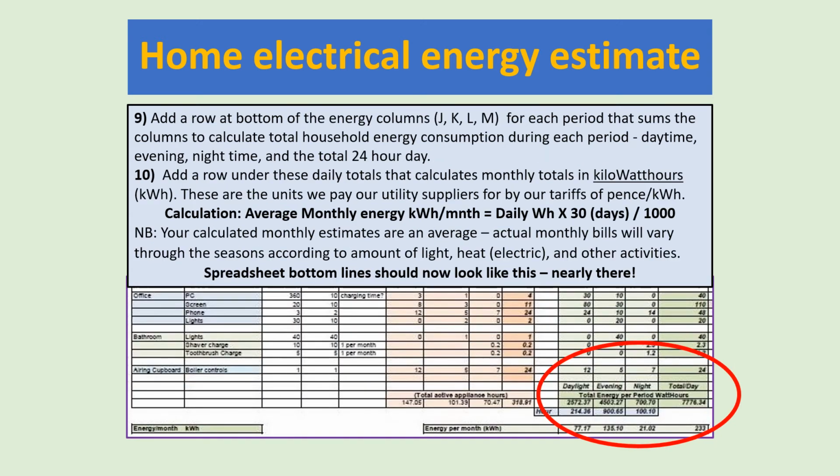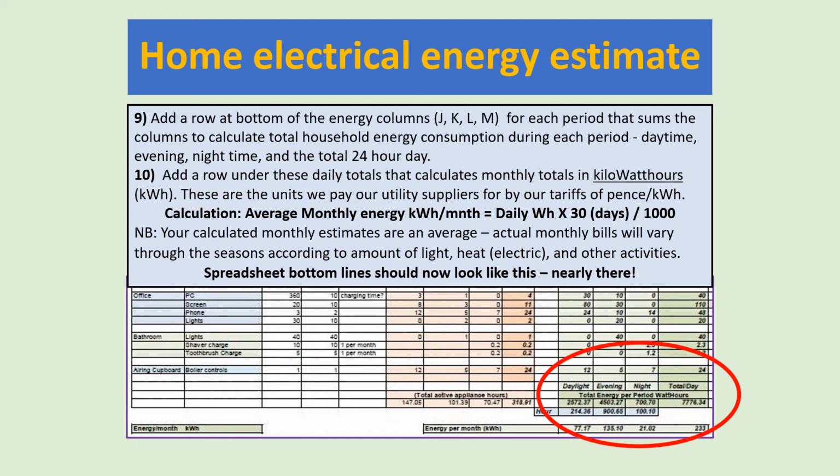Now add a row at the bottom of the energy columns J, K, L and M for each period that sums the columns to calculate the total household energy consumption during each period of daytime, evening and nighttime, and the total 24-hour day. Then add a row under these daily totals that calculates the monthly totals in kilowatt hours, kWh. These are the units we pay our utility suppliers for by our tariffs of pence per kilowatt hour.